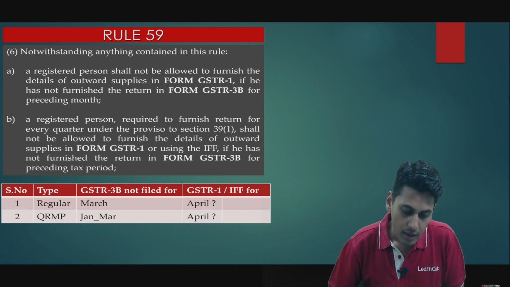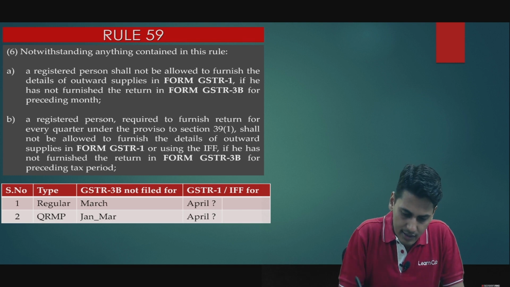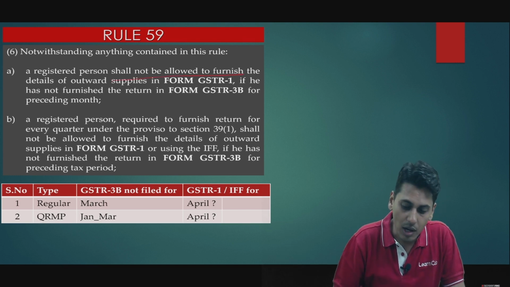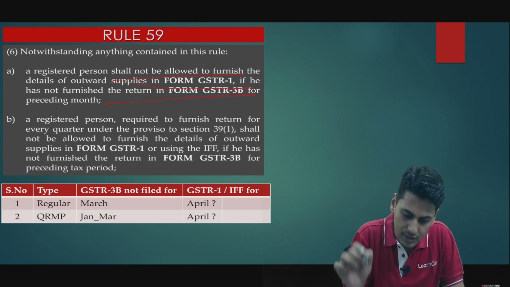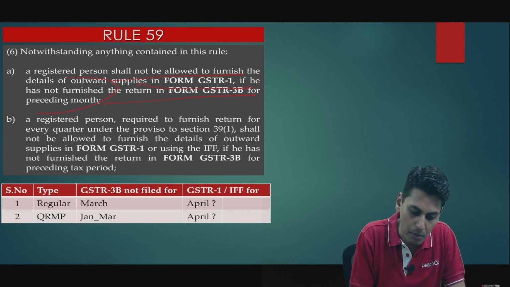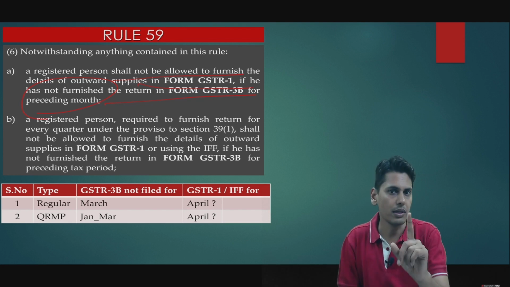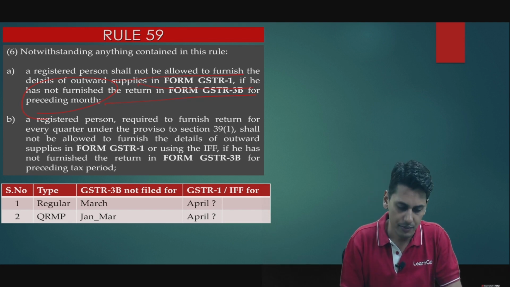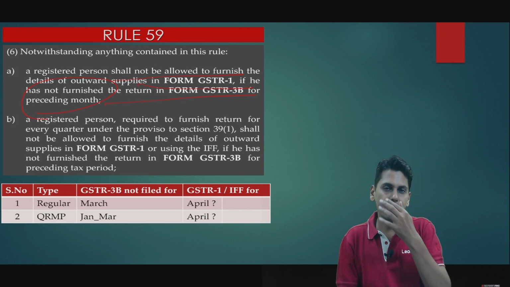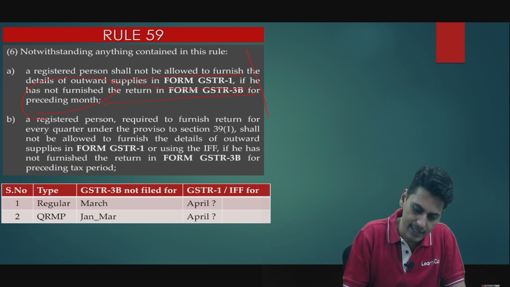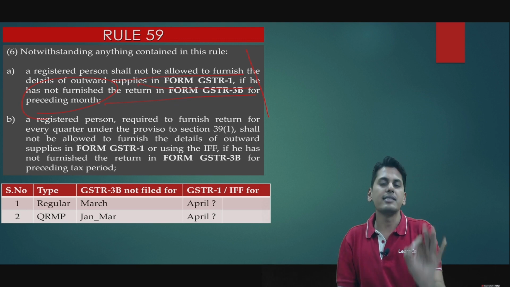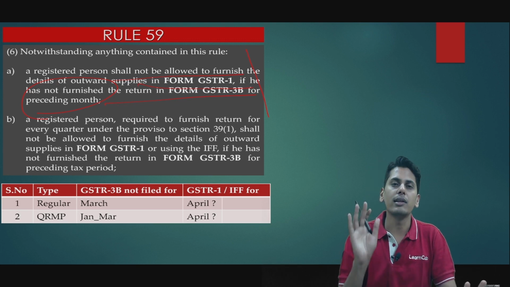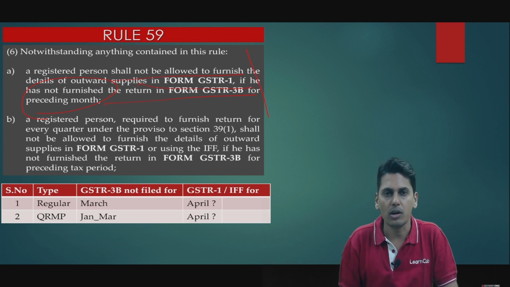Let's have a look. Notwithstanding anything contained in this rule, a registered person shall not be allowed to furnish the details of outward supplies in GSTR 1 if he has not furnished the return in 3B for preceding month. So only 1 tax period. Earlier it was 2 months. And in case of rule 86B, it was 1 month. Now whether 86B is applicable, not applicable, doesn't matter. Regular person, preceding 1 month 3B not filed, current month GSTR 1 cannot be filed.